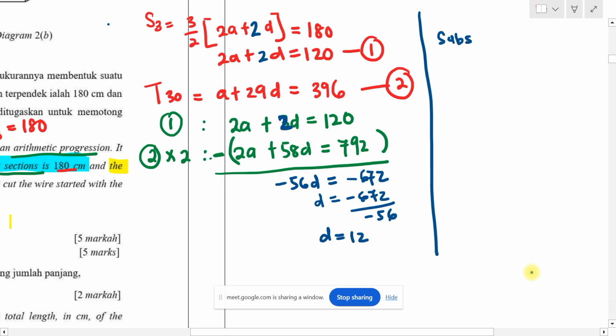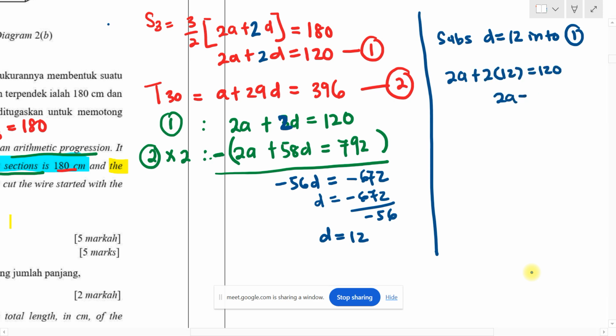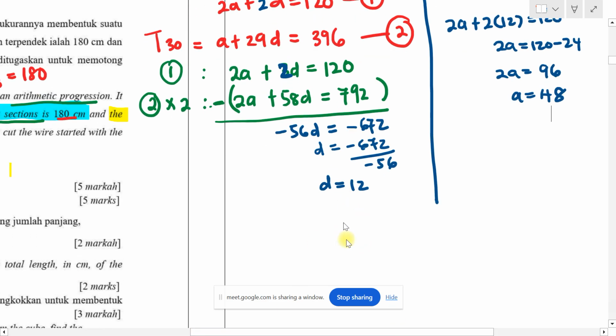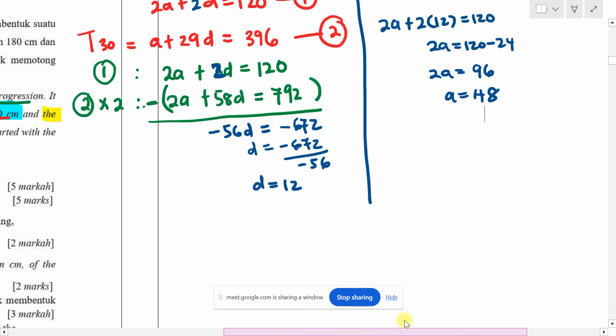Substitute d equals 12 into any of the equations. I put in equation 1. So 2a plus 2d equals 120. So 2a equals 120 minus 24, which is 96, and your a equals 48. So we get both a and d now. Finally, what we want to find, the length of wire, is S30, right?